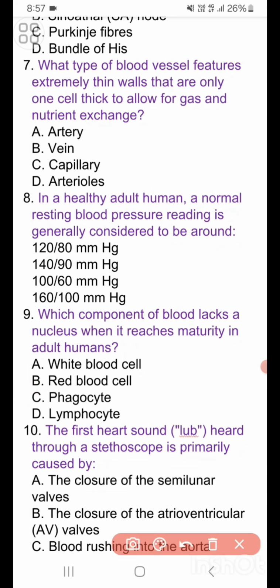Which type of blood vessel features extremely thin walls that are only one cell thick to allow for gas and nutrient exchange? Capillary. In a healthy adult human, a normal resting blood pressure reading is generally considered to be around 120 by 80 mmHg. Which component of blood lacks a nucleus when it reaches maturity in adult humans? RBC, red blood cell.